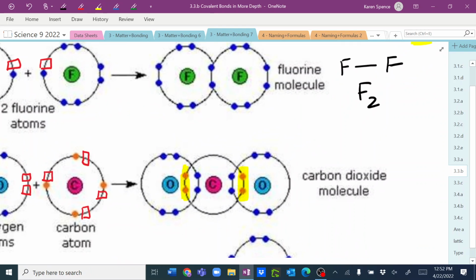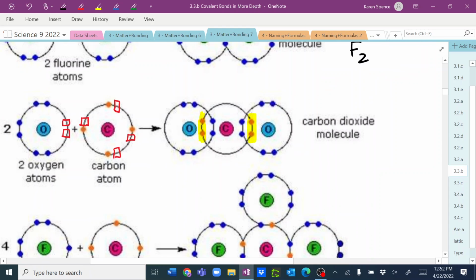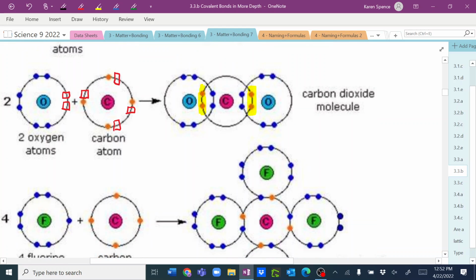What you should be able to do is look at that structure and say, is that structure okay? Does everybody have 8 electrons? So, does oxygen have 8 electrons? 1, 2, 3, 4, 5, 6, 7, 8. Yes, it does. Does carbon have 8 electrons? 1, 2, 3, 4, 5, 6, 7, 8. Yes, it does. Okay. Once you get to grade 10 and 11, you'll start doing a little bit more, figuring out how many of each thing have to go with how many of each thing.